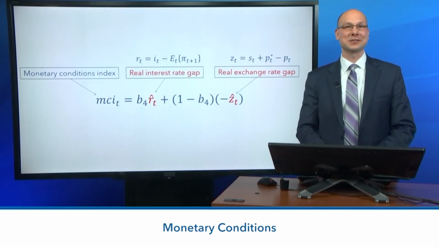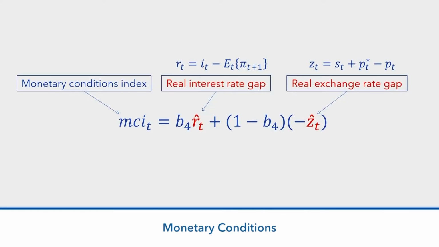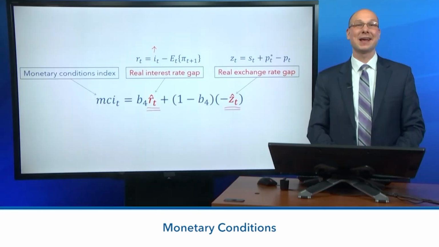Well, monetary conditions in an open economy are determined by 2 factors: the level of the real interest rate and the level of the real exchange rate compared to their equilibrium values. We have already seen that the central bank was raising the policy rate in response to the cost push shock. So we may expect that the real interest rate gap becomes positive. However, remember that in our calibration, the central bank is very cautious in adjusting the interest rate. So the rate hikes happen only gradually.